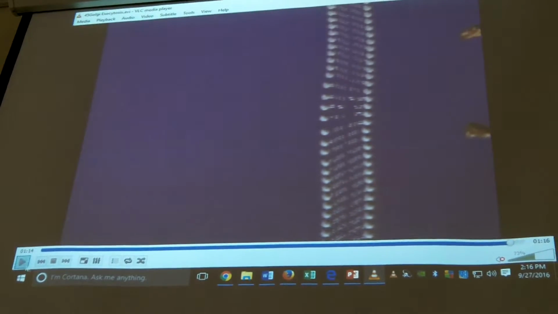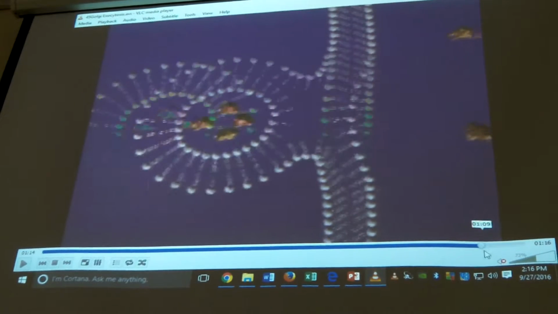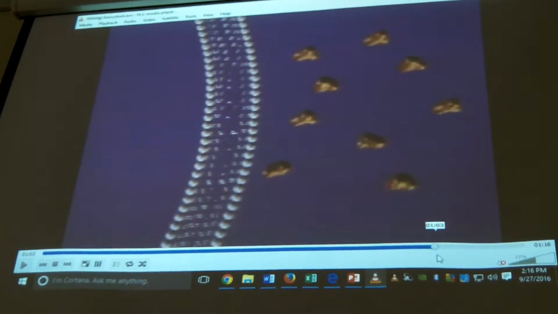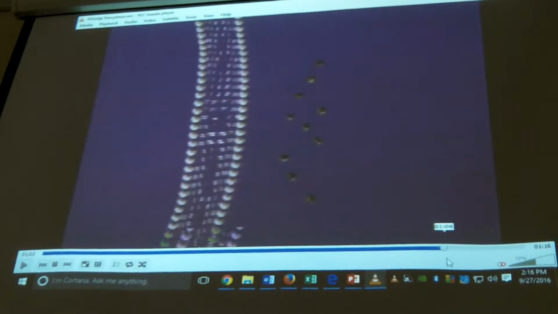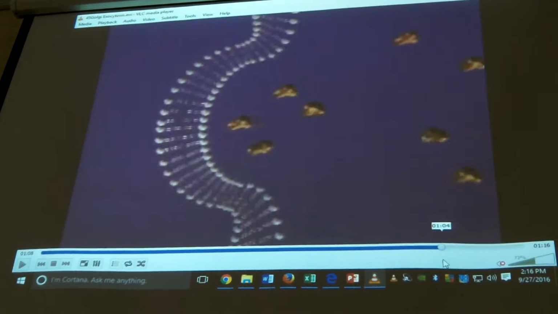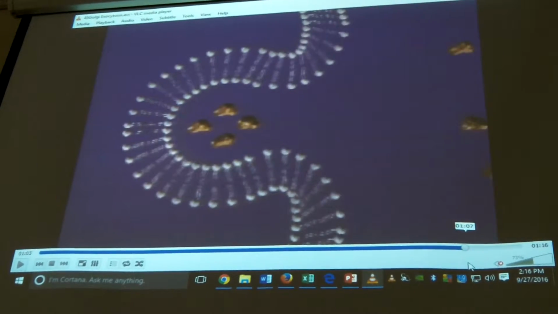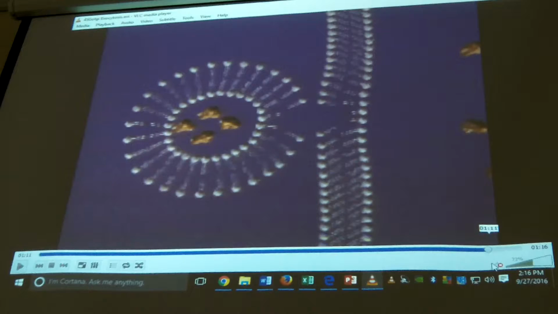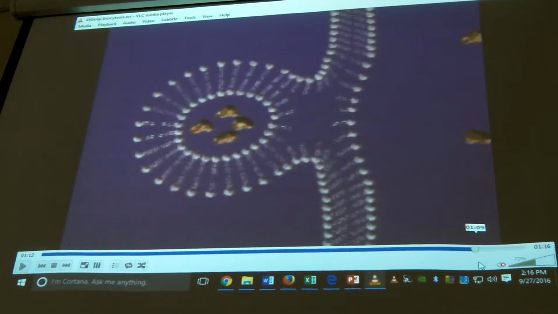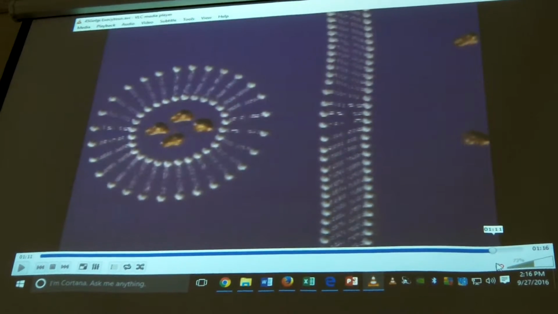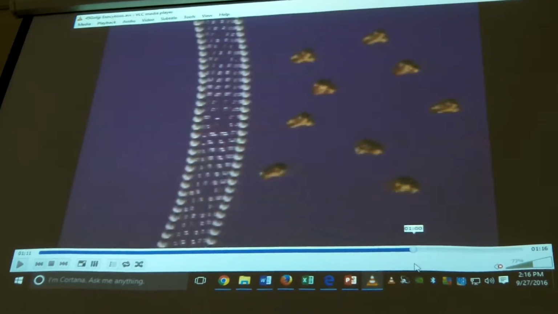So does the cell get smaller or bigger? It gets a little bigger during exocytosis, and it gets a little smaller during endocytosis. So it just kind of evens out. It evens out, and these vesicles are tiny compared to the size of the whole cell. But yeah, that is true.